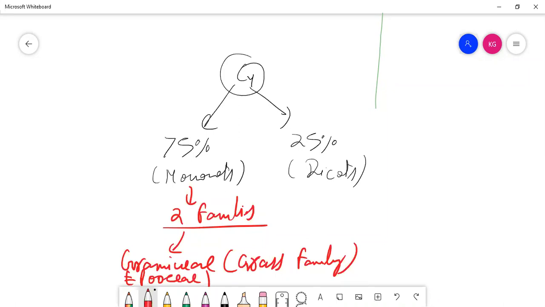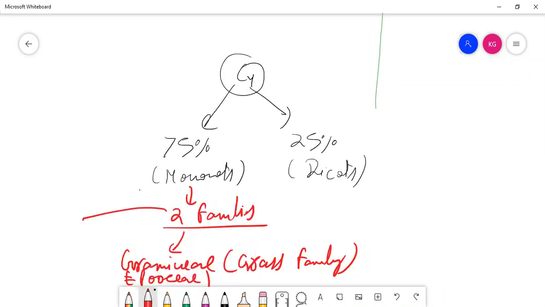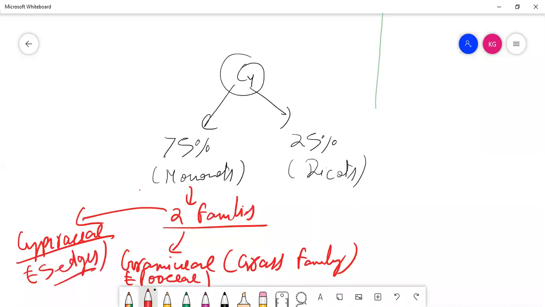So there are two families, one is Gramineae. Which is the second family? The second family is called Cyperaceae. Keep this in mind. The members of Cyperaceae are called sedges. So 75% of all these C4 plants which are monocots are only represented by two families. One is Gramineae, one is Cyperaceae.